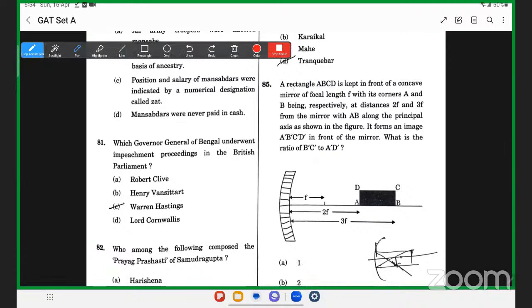A rectangle ABCD is kept in front of a concave mirror of focal length f, with its corners A and B being respectively at distance 2f and 3f. Okay, it forms an image A dash B dash C dash D dash in front of the mirror. What is the ratio of B dash C dash to A dash D dash?